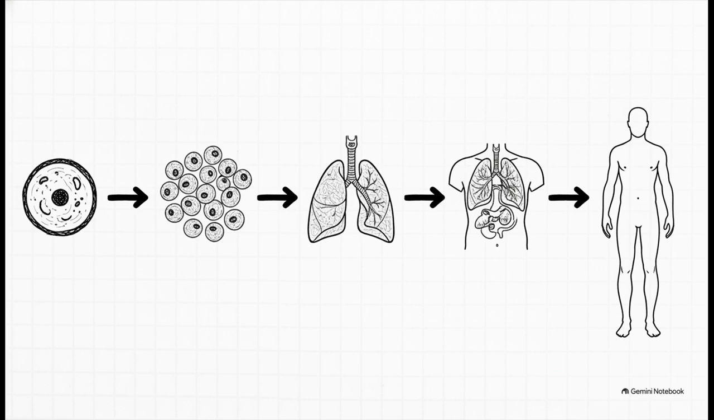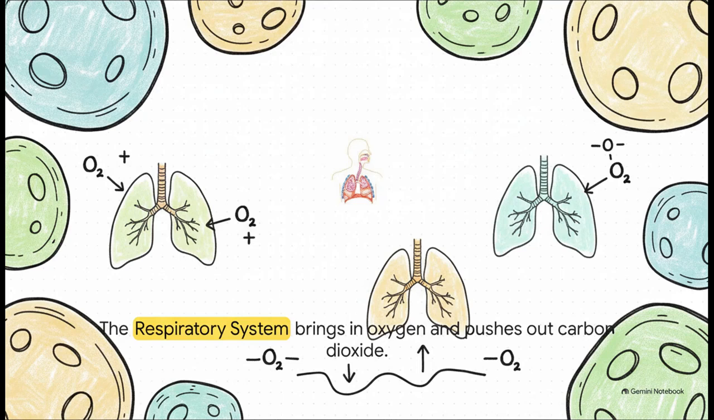Different tissues then combine to build an organ with a specific job. Organs teaming up create a system. And finally, all those systems working perfectly together build a complete living organism. Cell to tissue to organ to system to organism. Let's ground this with a real example.